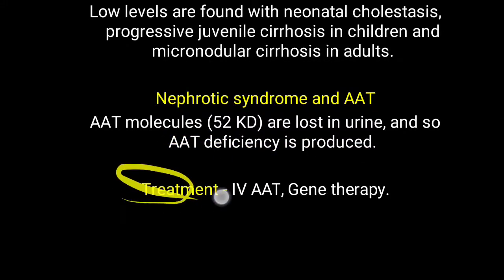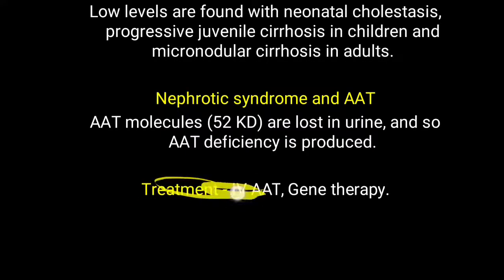When there is deficiency of alpha-1 antitrypsin, particularly in emphysema or liver cirrhosis, the main line of treatment is to give intravenous alpha-1 antitrypsin as well as gene therapy. That is the main line of treatment for alpha-1 antitrypsin deficiency. So that's all about alpha-1 antitrypsin.